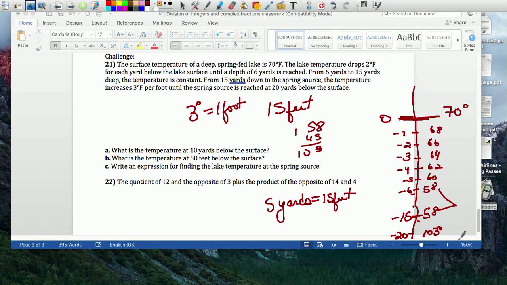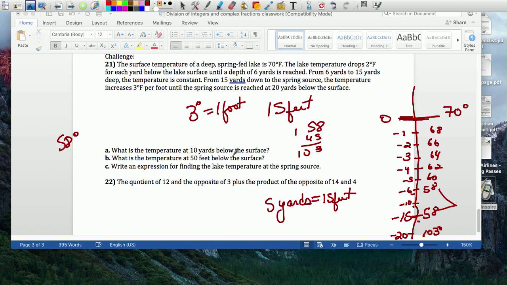What's the temperature 10 yards below the surface? Well, below the surface, -10 is over here, and anything that's between -6 and -15 is 58 degrees, so that's A.